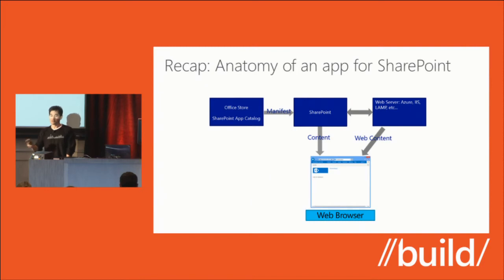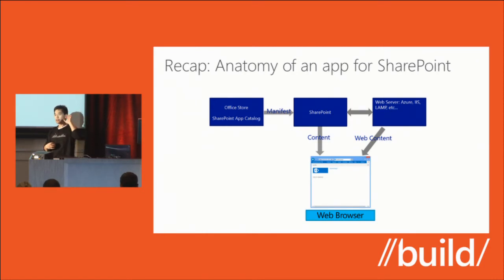Okay, so with that, since we're talking about publishing, I thought I'd throw this back up here just for a second, just to recap on what the anatomy is so we can talk about what it takes to actually deploy these out to users. And there's really two pieces to this, right? There's the web application piece, which will go out to a web server. And then there's the app manifest, which will go out to the Office store.